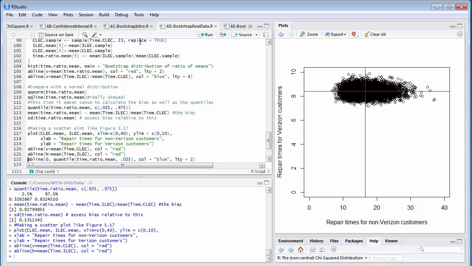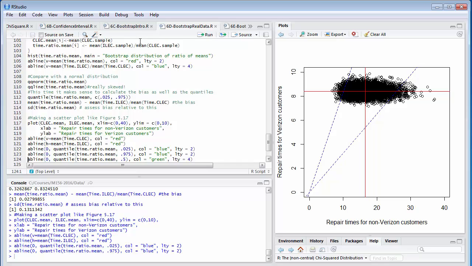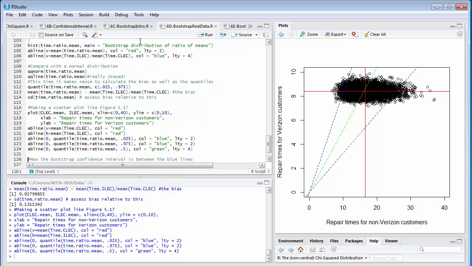Now we've got our bootstrap distribution of time ratios, so we can plot as sloping lines the 2.5% quantile and the 97.5% quantile, and we say 95% of the actual data that we get fall in between those two lines. We can actually plot the 50% quantile too. What do you know? That green line doesn't go through the intersection of the two red lines. That's just an indication that ratios are a biased statistic.